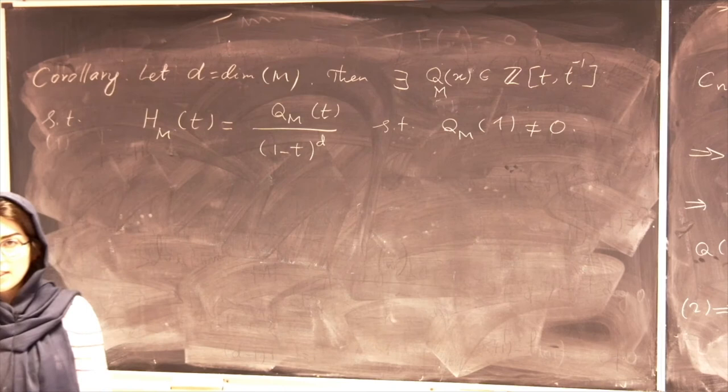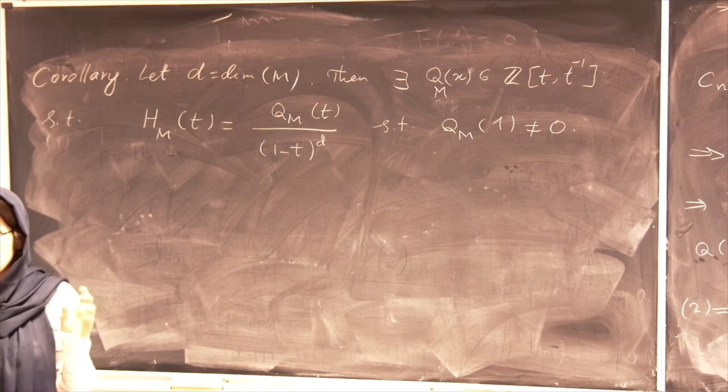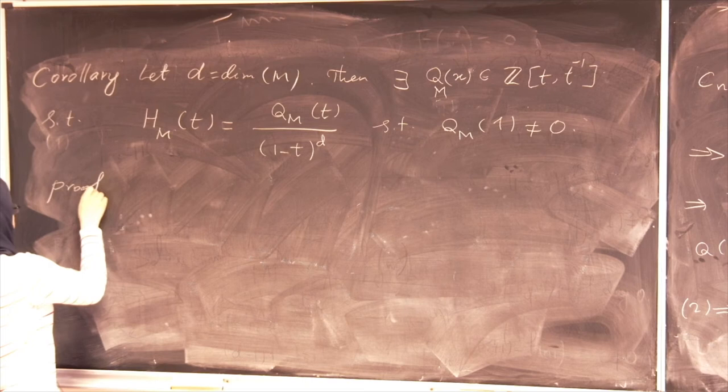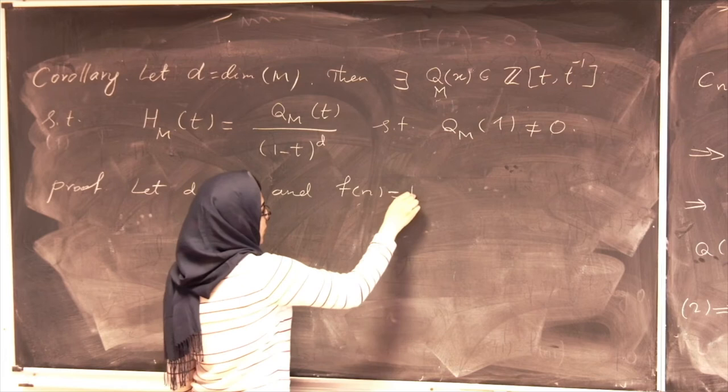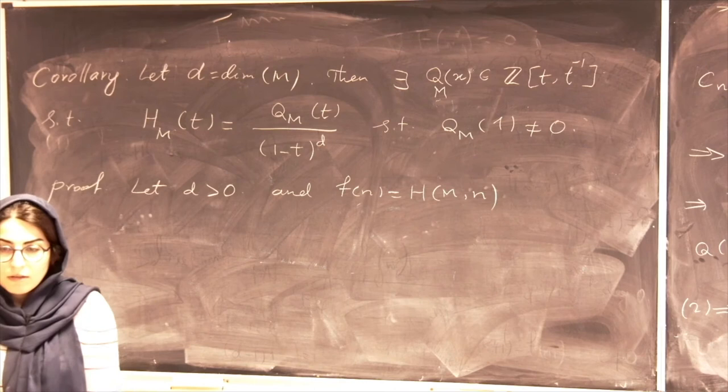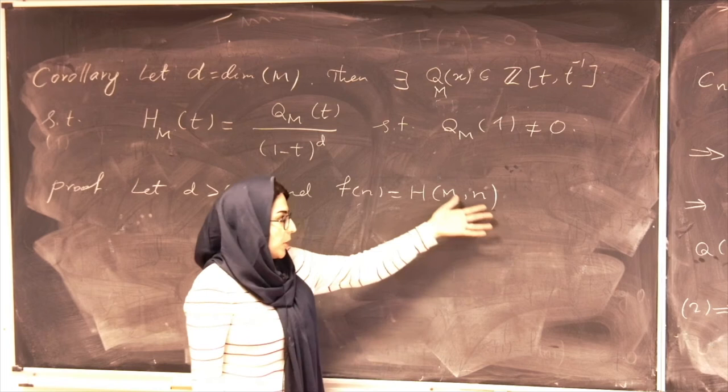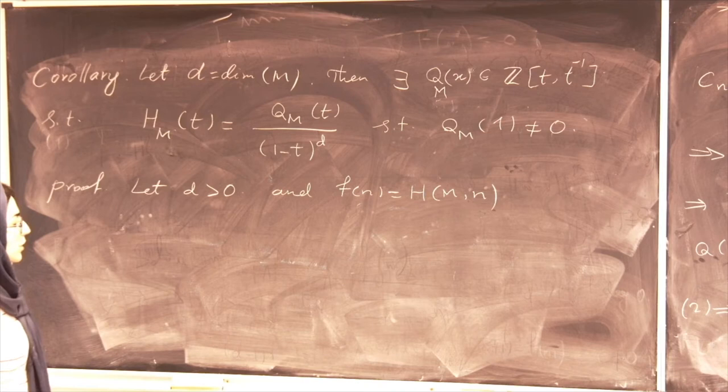So if d is positive, this is exactly the statement of the theorem. Let d be positive and F just be the Hilbert function in the previous theorem. Because the Hilbert function is a polynomial type of degree d minus 1, you just have such a description for the Hilbert series. But what about d equal to 0?